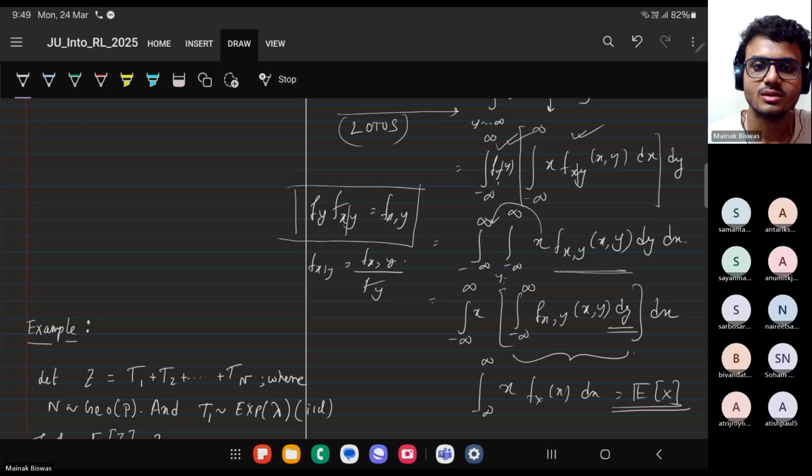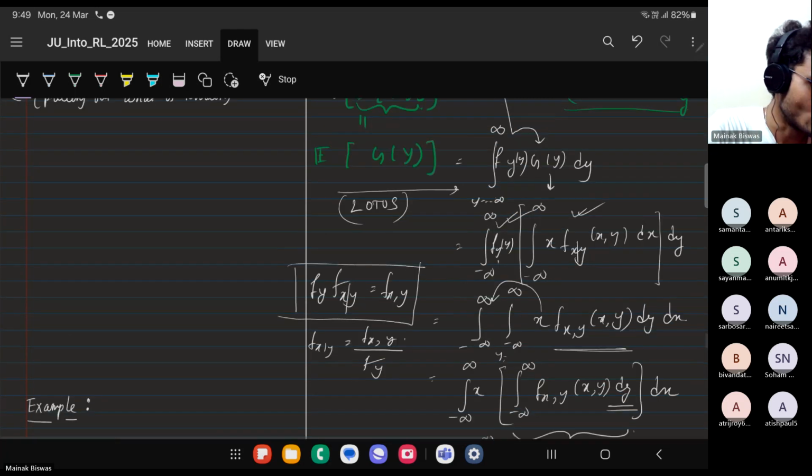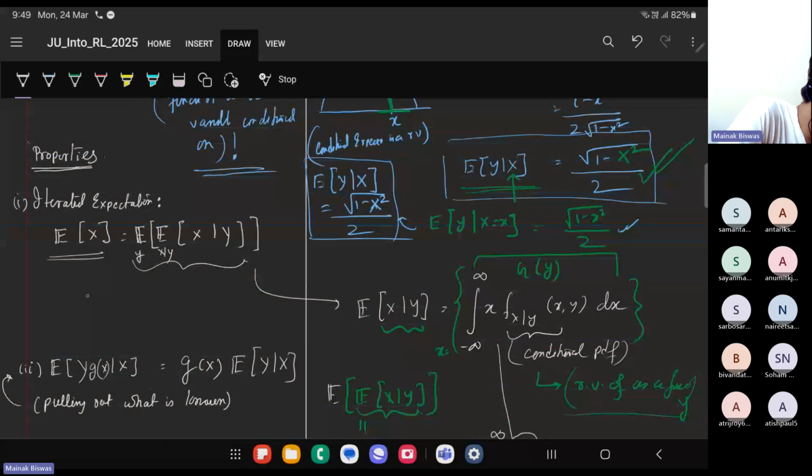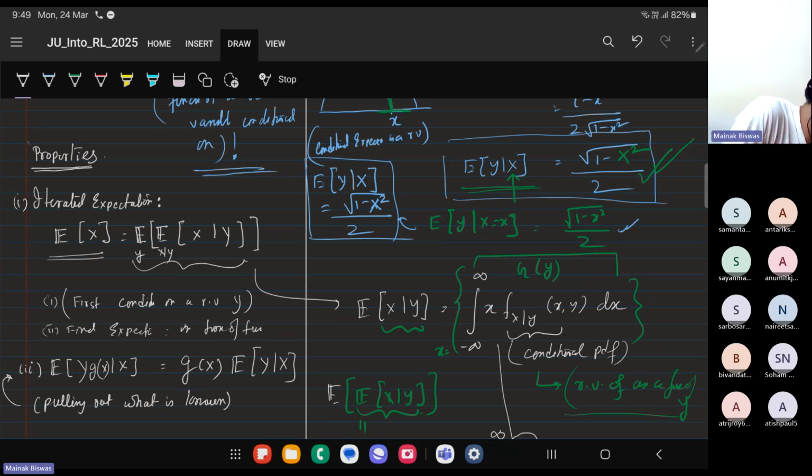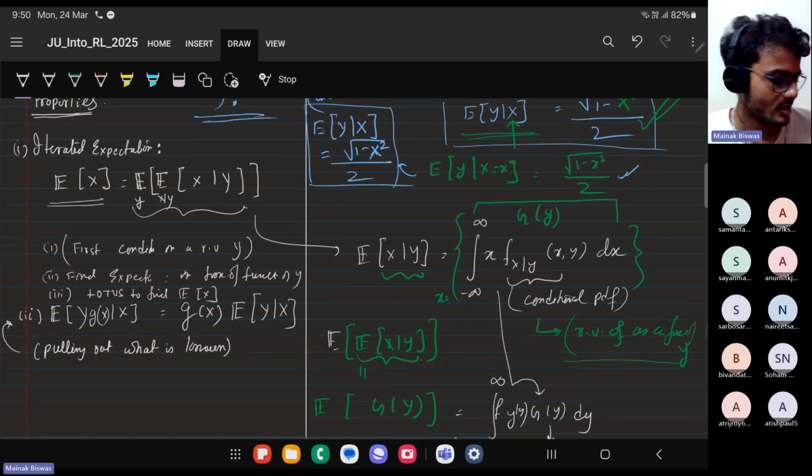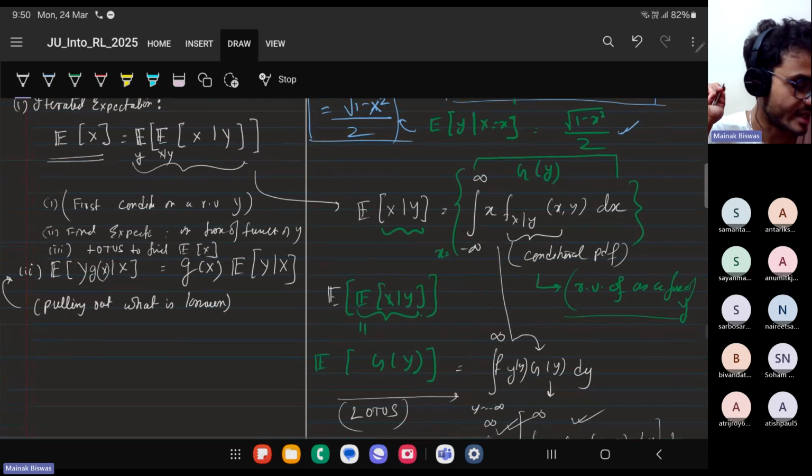Fine. First, the idea is that I'll do an example and it will be clear. First, condition on a random variable y and find the expectation. So the steps are this: find the expectation in terms of a function of y, and number 3, use LOTUS to find the expected value of x. Good. So this is iterated expectation.